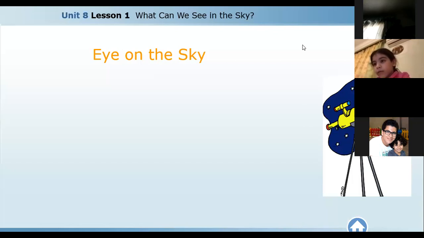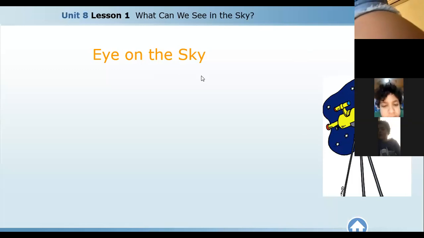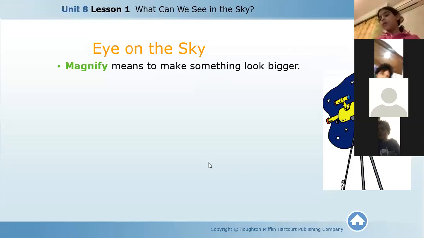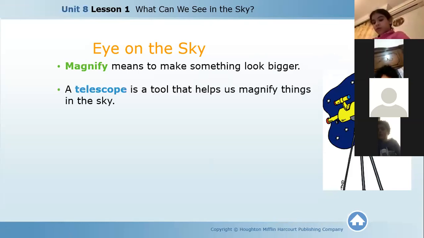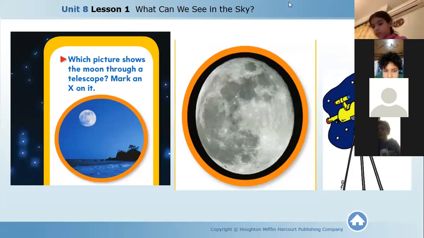A telescope. How do scientists study about stars and the moon? They study stars and moons using a tool that makes the moon and the stars bigger. To make something bigger and bigger, this is called magnify. So magnify means to make something look bigger, like the telescope. The telescope is a tool. Tool means something that helps us see the stars and the moon bigger, which means it magnifies things in the sky.